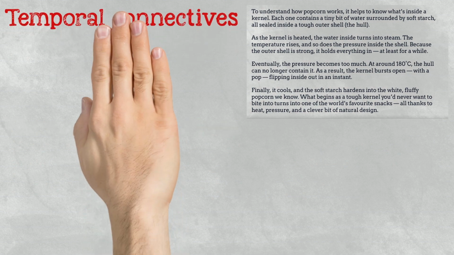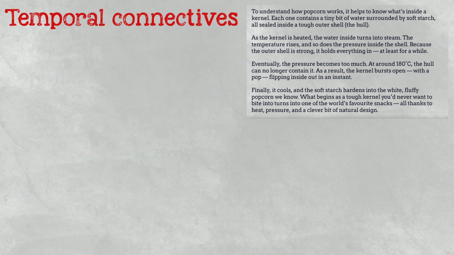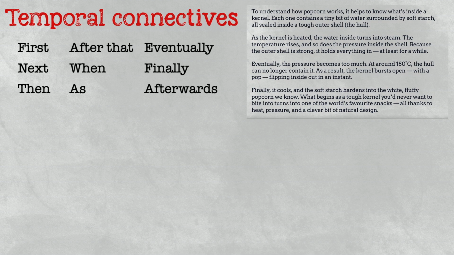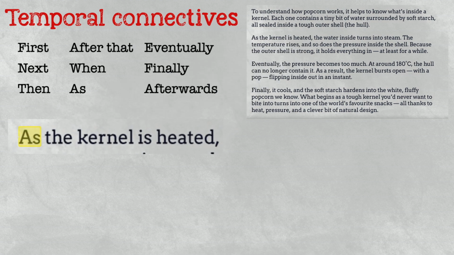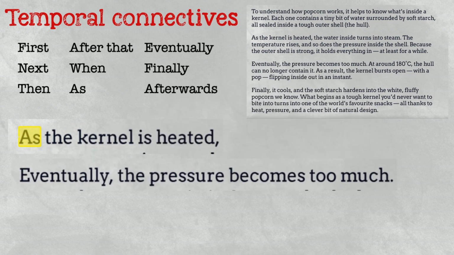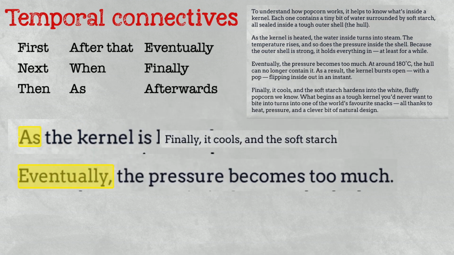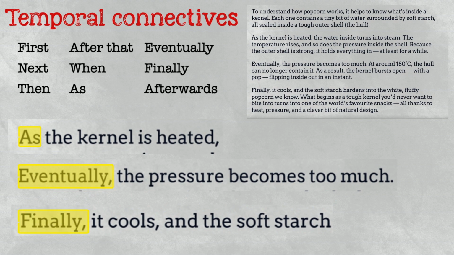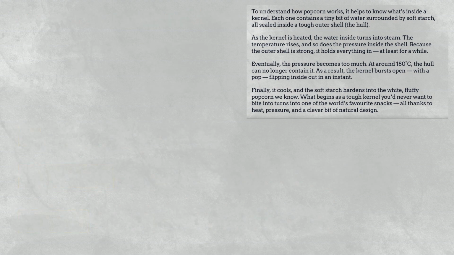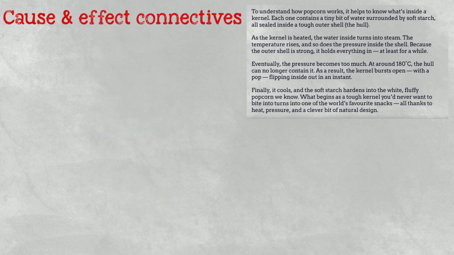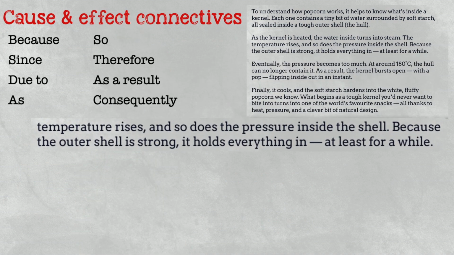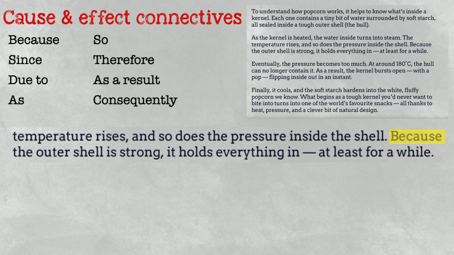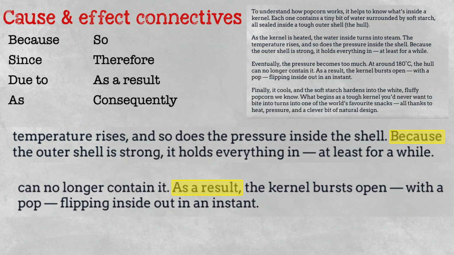I've used temporal connectives, also called time connectives, to help show the order of events. For example, as, eventually, finally. I've also used cause and effect connectives. Because signposts to the reader why something happens, the cause. As a result, signposts the effect.